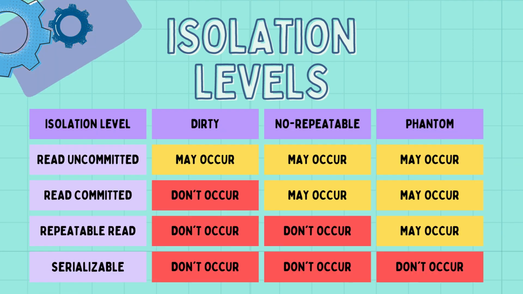Based on these phenomena, the SQL standard defines 4 isolation levels. They are read uncommitted, read committed, repeatable read, serializable. Let's discuss them one by one. Read uncommitted is the lowest isolation level. In this level, one transaction may read not yet committed changes made by other transactions, thereby allowing dirty reads. At this level, transactions are not isolated from each other. Hope you understood read uncommitted.